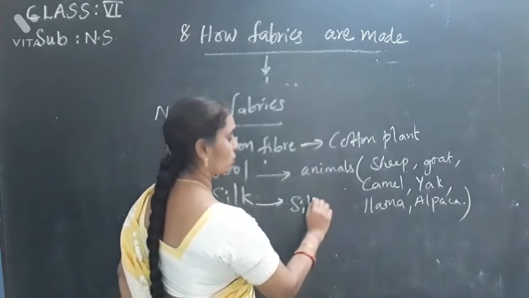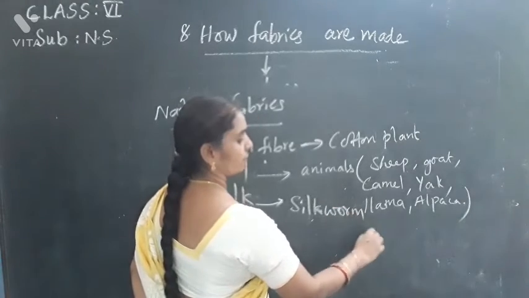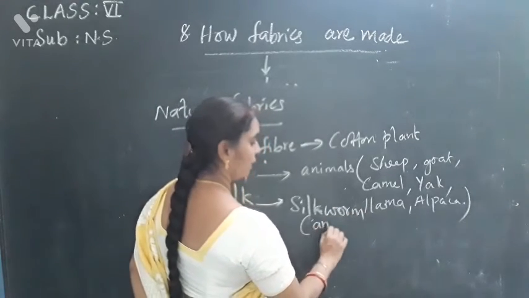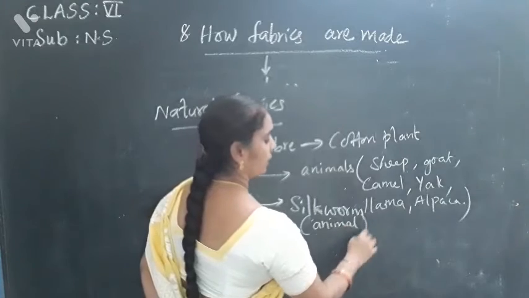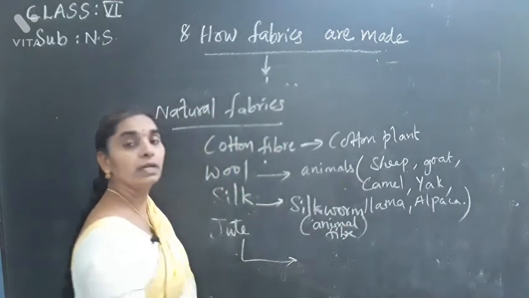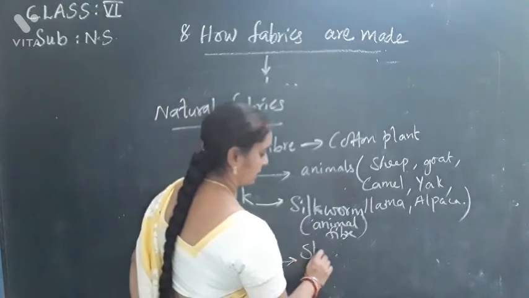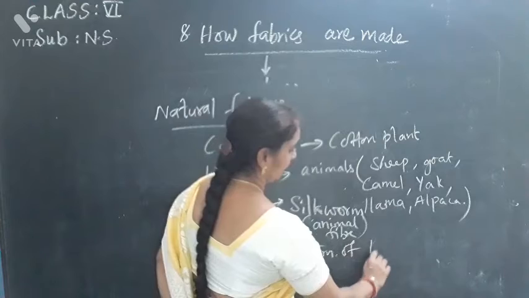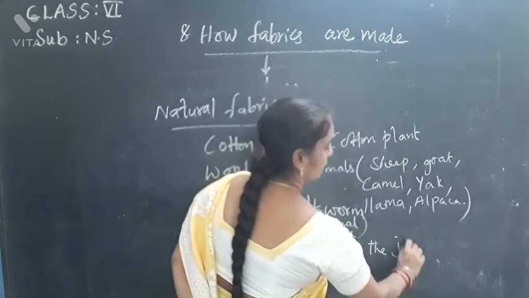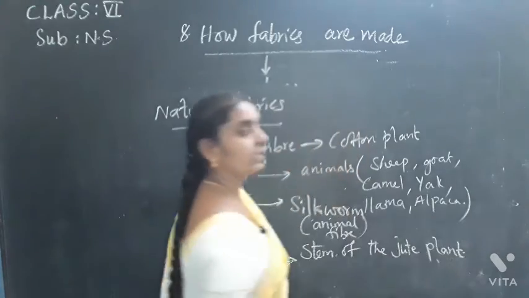So it also belongs to animal fiber. We get it from the silkworm, so it is also an animal fiber. Next, jute. You get jute from the stem of the jute plant. So what did you learn now?